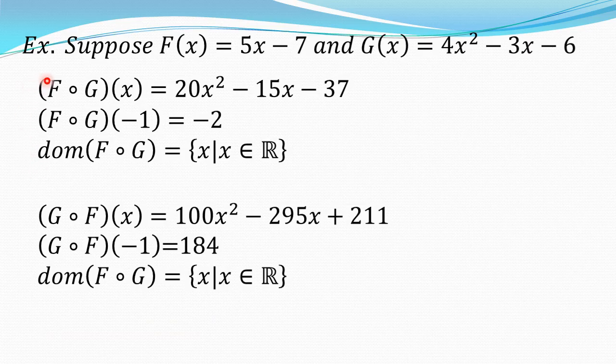Okay, so putting it side by side, those two operations we just did, f circle g of x and g circle f of x, we have here a very different expression. This one is 20x squared minus 15x minus 37, and this one is really different from this one. Evaluating at x equals negative 1, we also got different values. However, you can also observe that the domains are the same. The x's can take on any real numbers for both expressions.